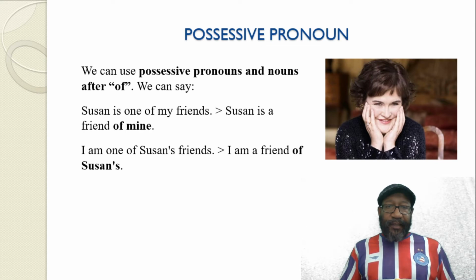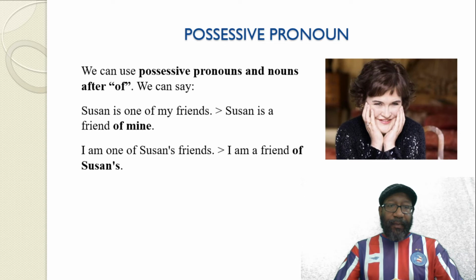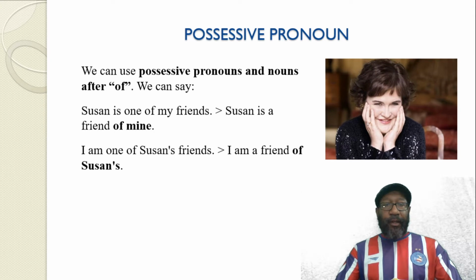We can use possessive pronouns and nouns after "of." For example, we can say, Susan is one of my friends. So Susan is a friend of mine. It's a very common structure in the English language, so you should pay attention to that. I'm one of Susan's friends. I'm a friend of Susan's.